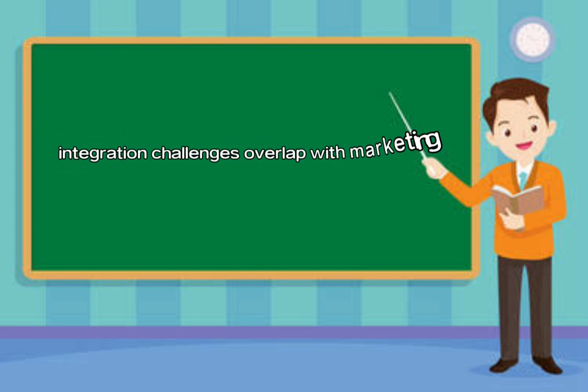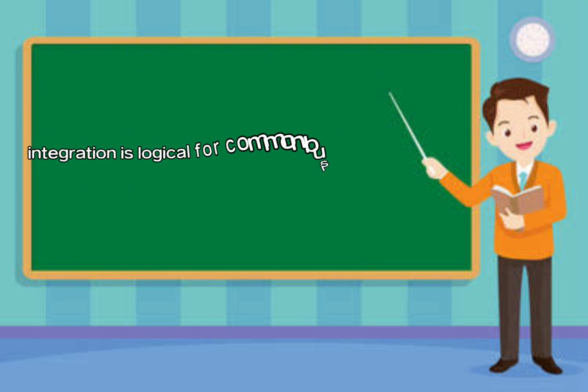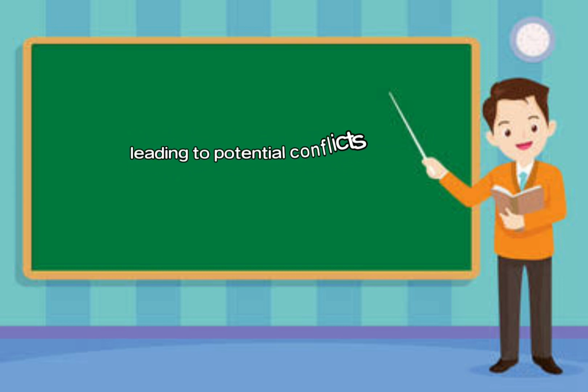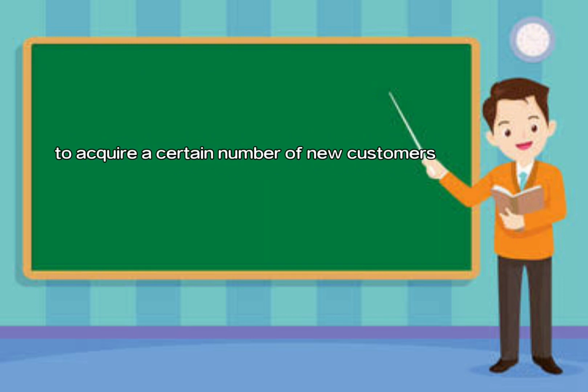Integration challenges. Overlap with marketing. There's considerable overlap between marketing and credit risk functions. Integration is logical for common business objectives, but many organizations keep them separate, leading to potential conflicts. Risk response paradox. Marketing aims to acquire a certain number of new customers, while credit risk aims to keep bad debt below a specified amount.